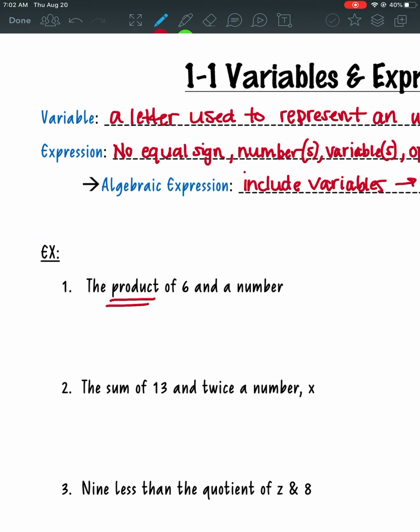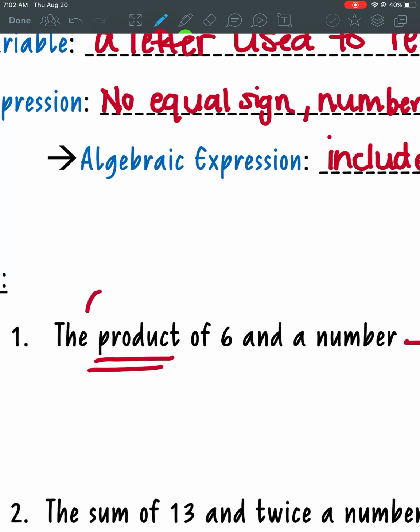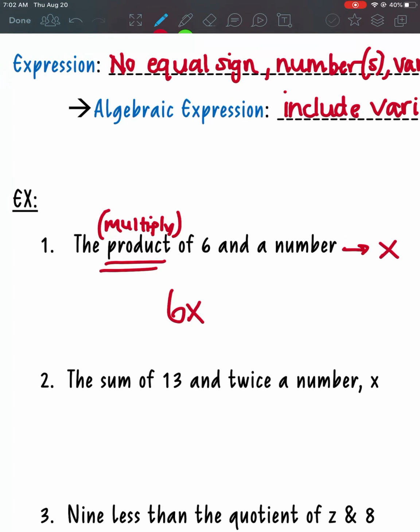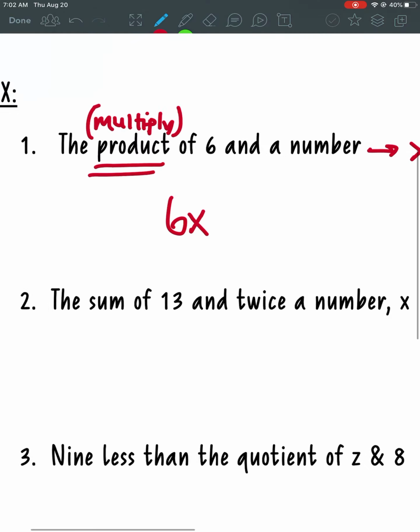So product, we're going to talk about some keywords in that other document. Product means multiply. So the product of 6 and a number. A number, this is where we can use whatever variable we want. Let's use the variable x, and instead of writing the x here, I'm going to try and keep it consistent with your homework. I'm going to put multiply so you don't get confused between those two. When we multiply things, we're going to squeeze them right next to each other. So 6 times x, we can write as 6x, okay? And that translates that phrase into that expression.